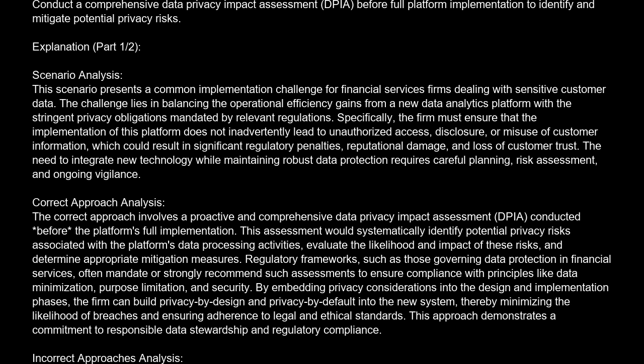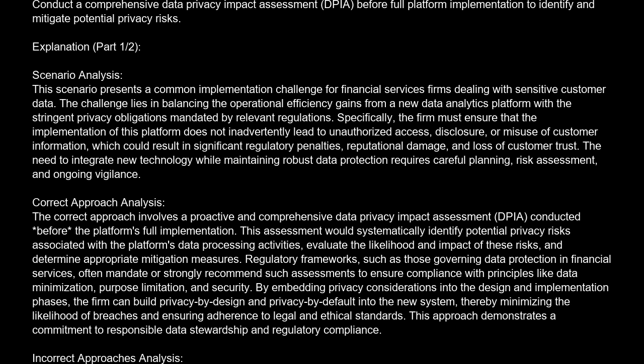Regulatory frameworks, such as those governing data protection in financial services, often mandate or strongly recommend such assessments to ensure compliance with principles like data minimization, purpose limitation, and security. By embedding privacy considerations into the design and implementation phases, the firm can build privacy by design and privacy by default into the new system, thereby minimizing the likelihood of breaches and ensuring adherence to legal and ethical standards. This approach demonstrates a commitment to responsible data stewardship and regulatory compliance.